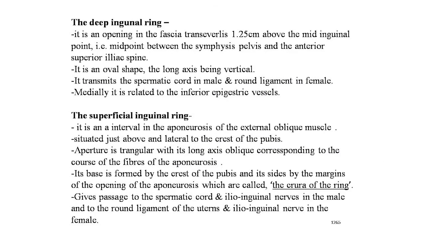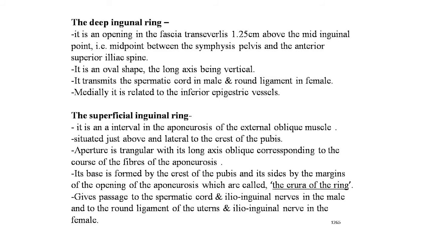Now the deep inguinal ring is an opening in the fascia transversalis, 1.5 cm, that is half an inch above the mid inguinal point, the midpoint between the symphysis pubis and the anterior superior iliac spine. It is of oval shape, the long axis being vertical. It varies in size in different individuals and is much larger in the male than in the female.